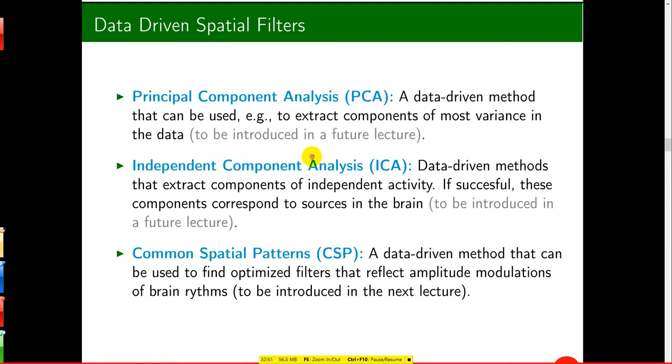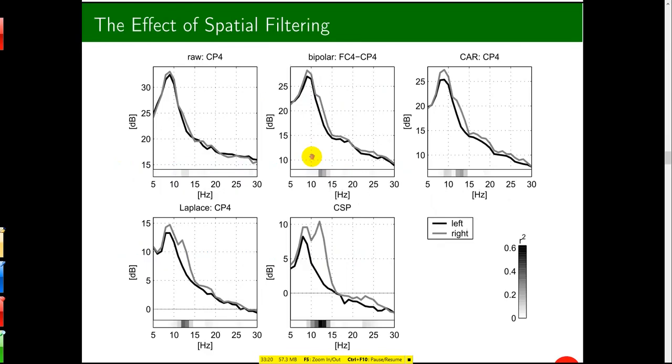Common spatial patterns is a supervised learning method, also a data-driven method, that tries to find optimal filters. However, it uses labels of two classes, so it's supervised learning.